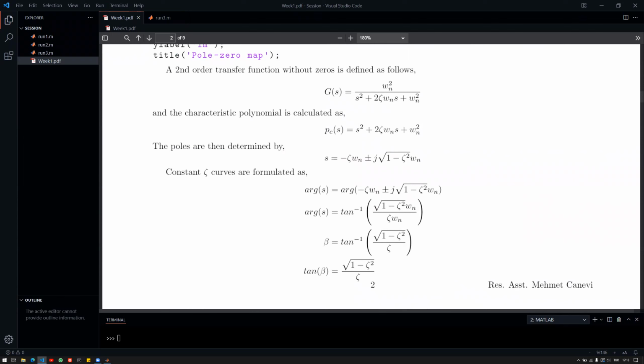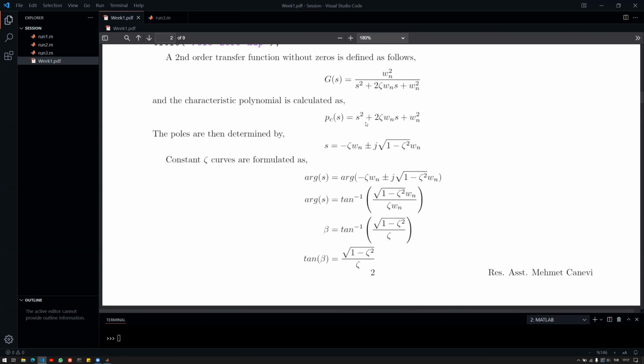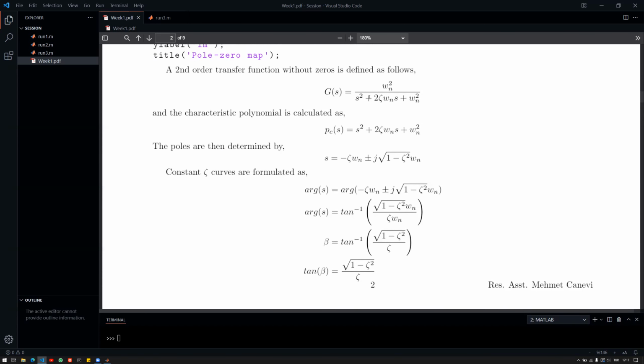Here we have special parameters called zeta and omega n, zeta being the damping ratio, omega n being the natural frequency. These have special meanings for us. We will talk about them in the upcoming weeks. But any second order transfer function without any 0 in the numerator can be characterized by zeta and omega n. Looking at these 2 parameters, we can determine how the second order transfer function will behave.